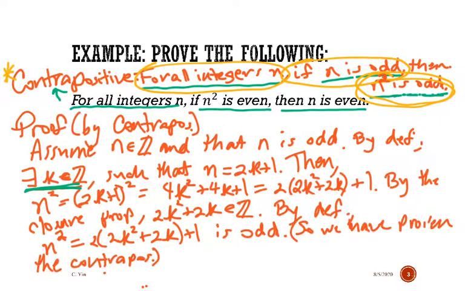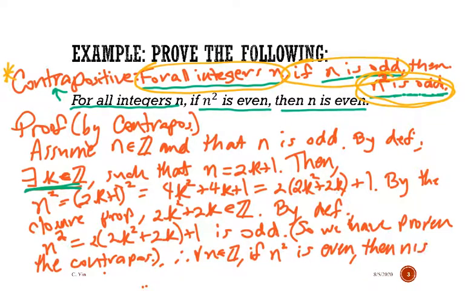Now I'm actually going to write that there just for emphasis, that we did prove the contrapositive, and so now we can put our therefore. So we'll say therefore, for all integers, if n squared is even, then n is even. All right, and so we actually proved this by proving the contrapositive, which was so much easier.